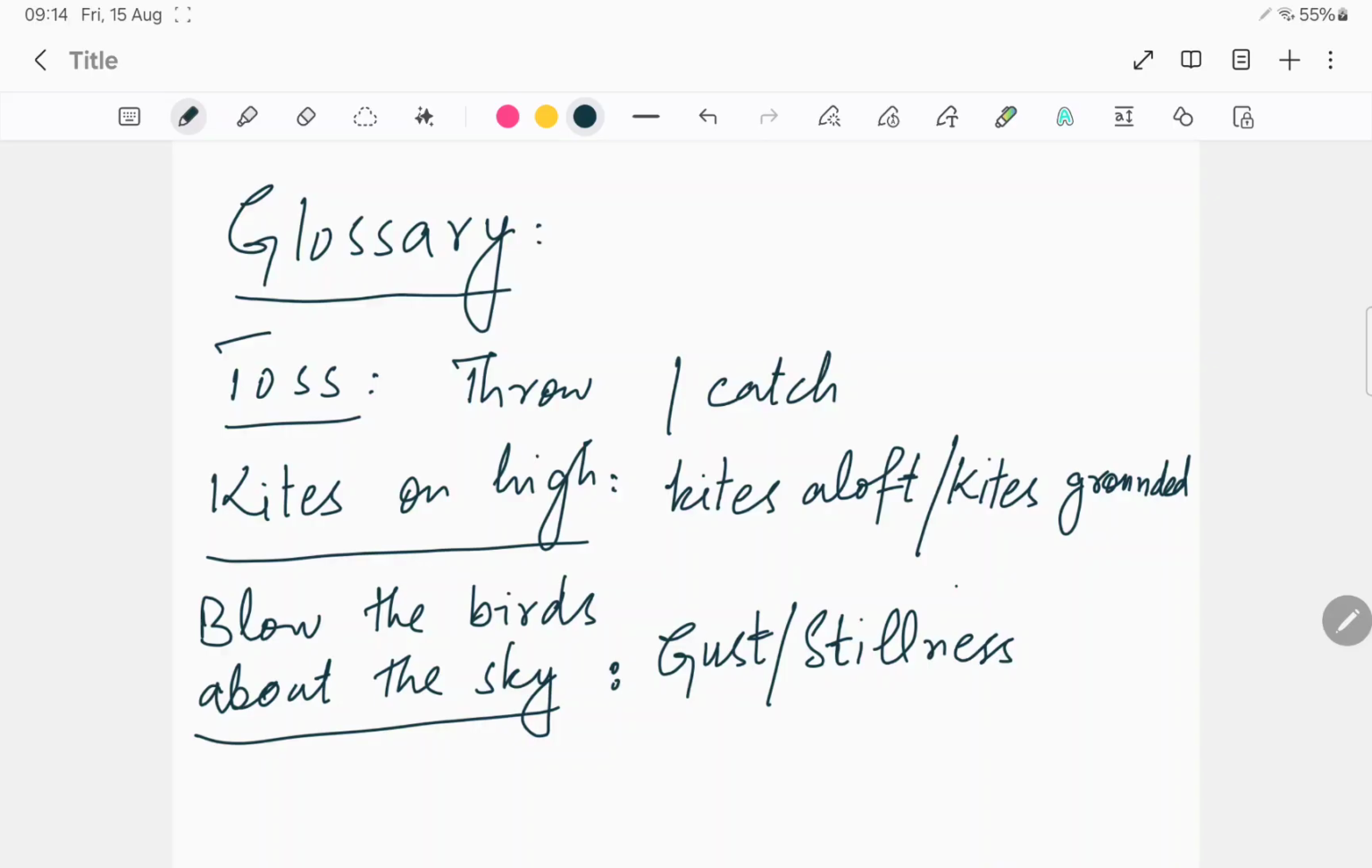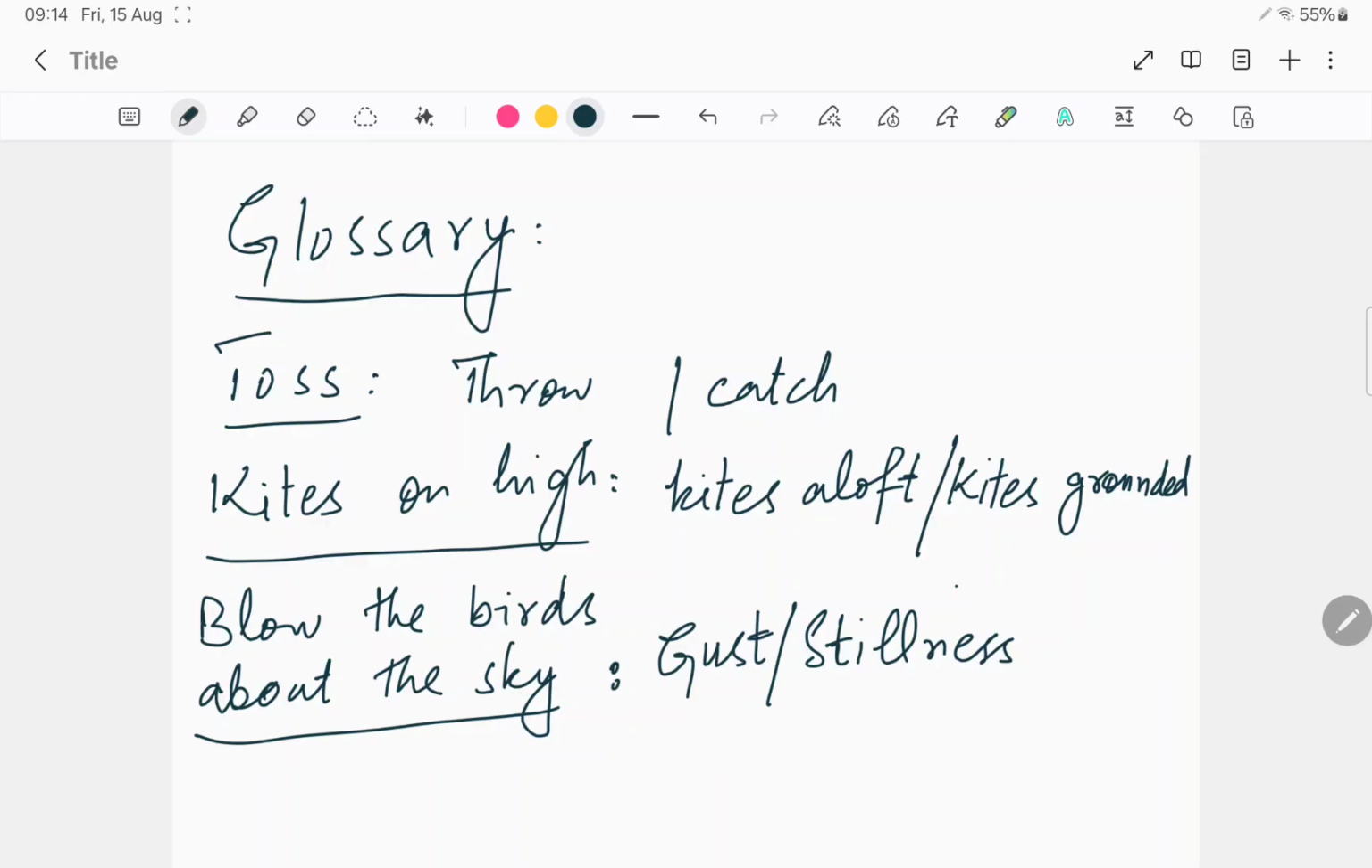So how can we use this word in a sentence, dear students? I must advise you that you need to keep on making your own sentences as well in order to understand these words correctly. If you use them in your sentences, you will be able to remember them correctly. So how can we use this word in a sentence? A strong wind blew the birds about the sky. That means the wind is keeping them up in the sky.